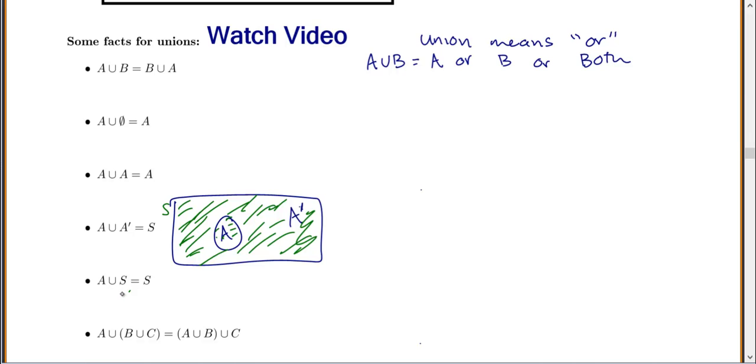And if you do A union S, which is the entire sample space, you have everything in A, or the entire sample space, which just gives you your entire sample space. And again, finally in the bottom, it doesn't matter if you change the order or you change which ones you group together first, you'll get the same results.